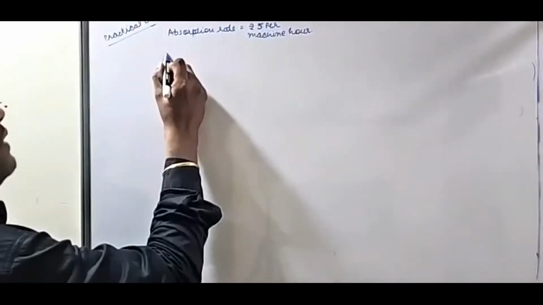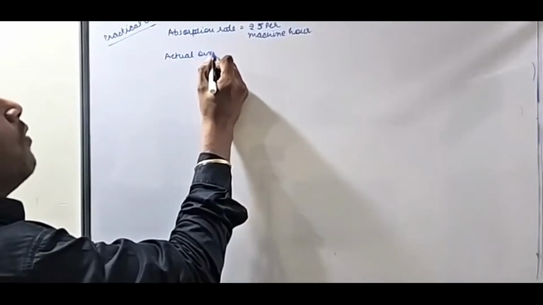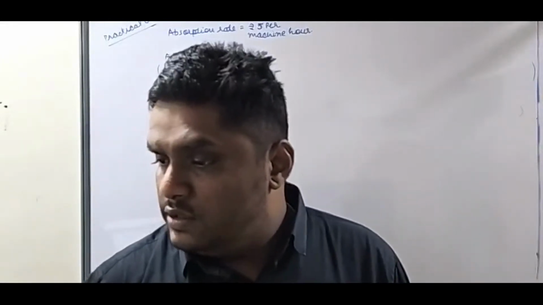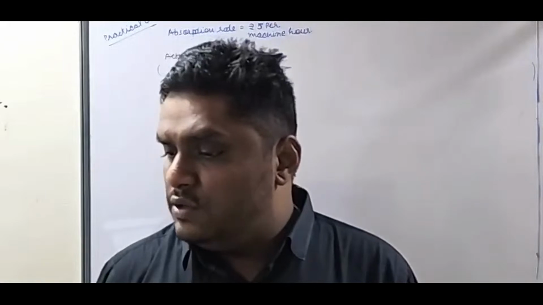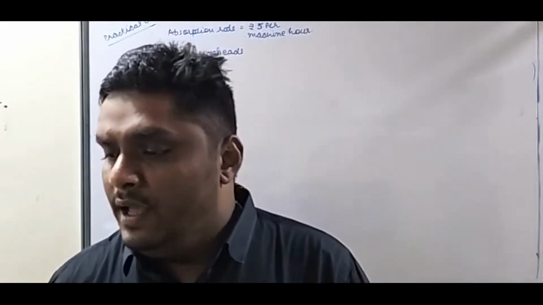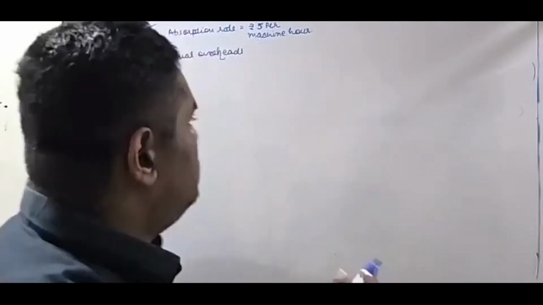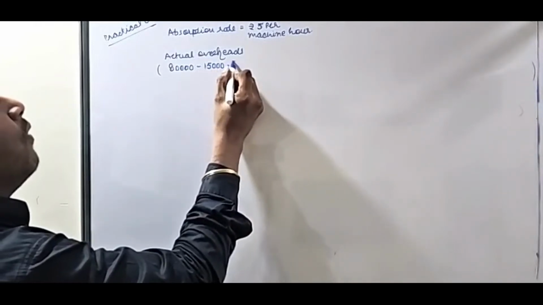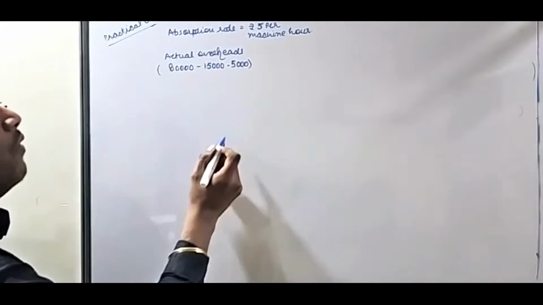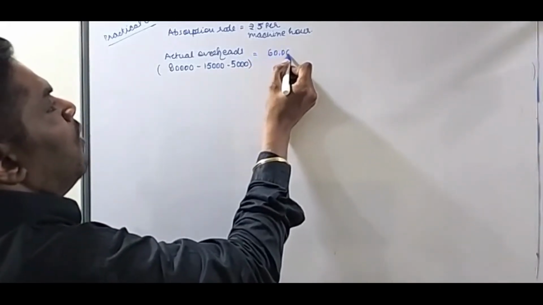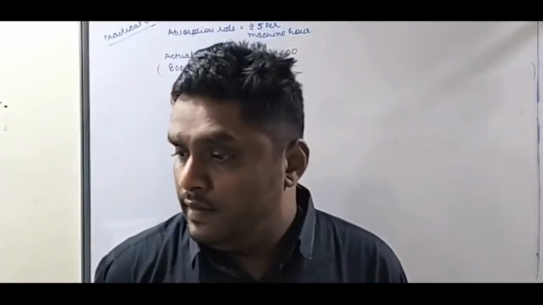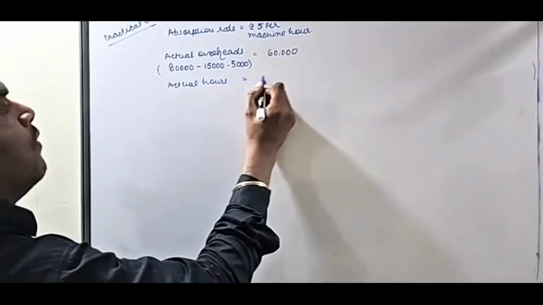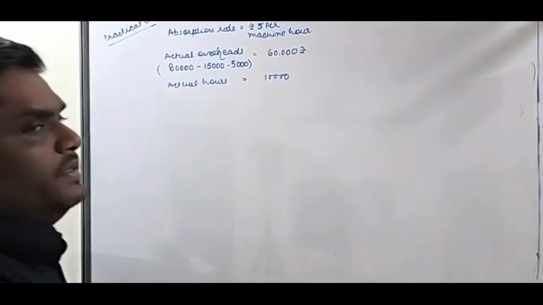So when talking about the actual overheads, the actual overheads are given as 80,000. Of this, 15,000 will be deducted and 5,000 will be deducted, because 15,000 is an abnormal item and 5,000 is not related to the current month. So this will be 60,000. Actual hours we have is 10,000 hours.